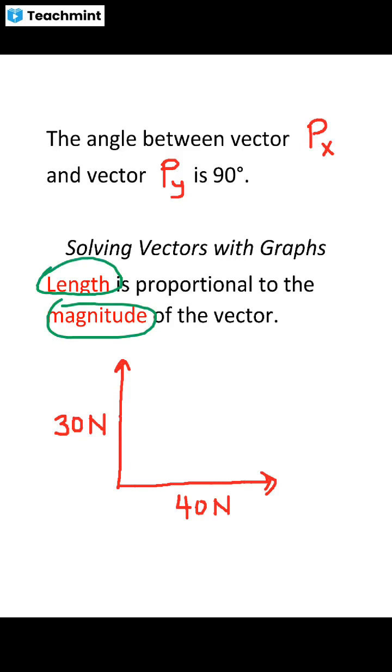How big the vector is will be determined by the what? Length of the arrow. When the length is very long, then that vector has high value. When the length is small or short, then the vector is what? Is short vector. Look at it now. 40 Newton is a bit longer than 30 Newton. Yeah. So because the length of this is more than this.